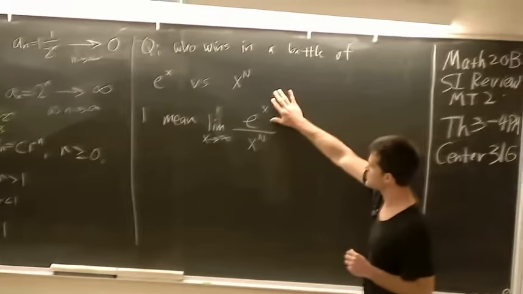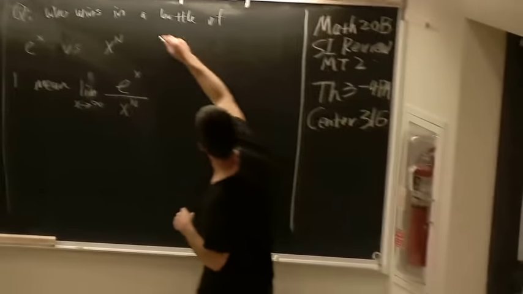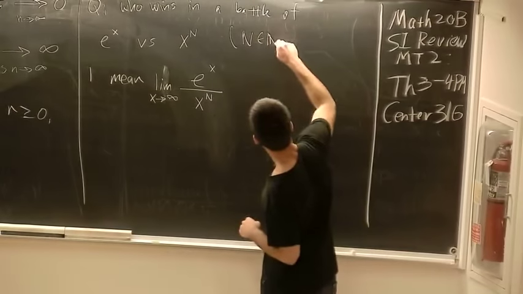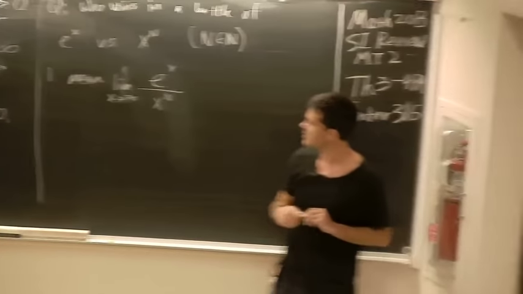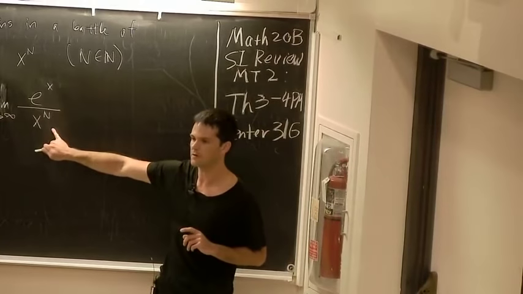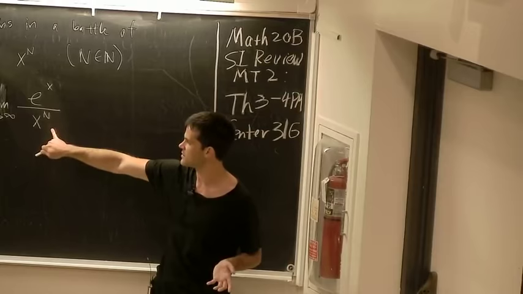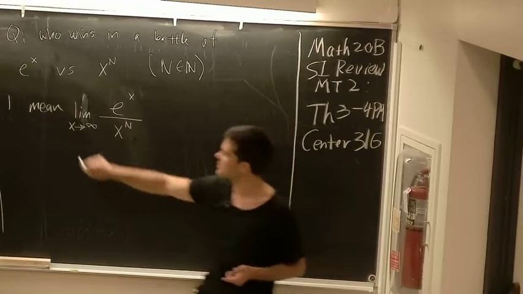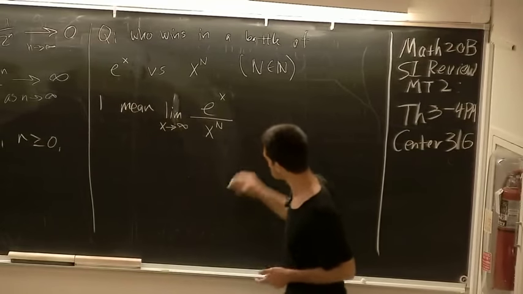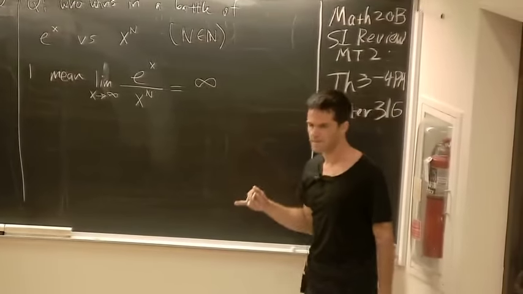So the top is going to infinity. The bottom's also going to infinity. Here, let's say n is a natural number. So if the top's going to infinity and the bottom is going to infinity, which one wins? Well, we just said that the exponential is going to win. So this limit is infinite.